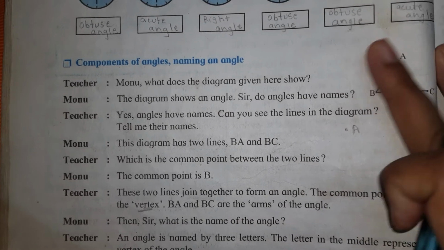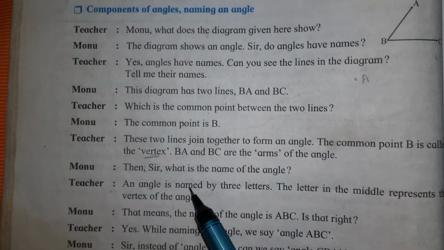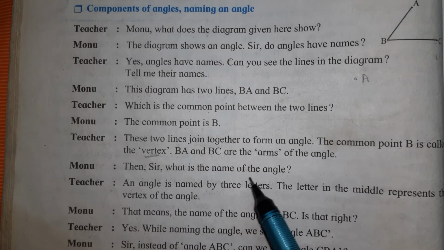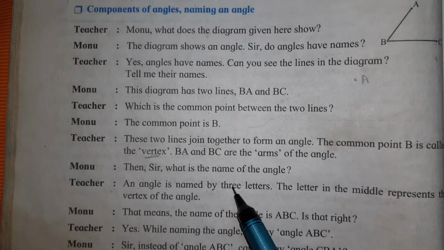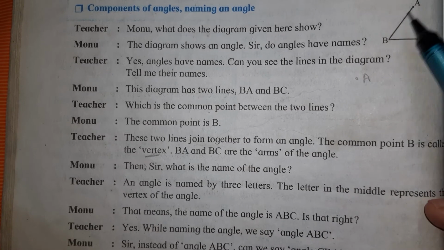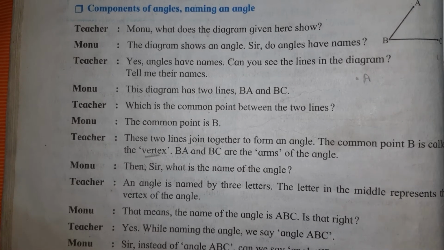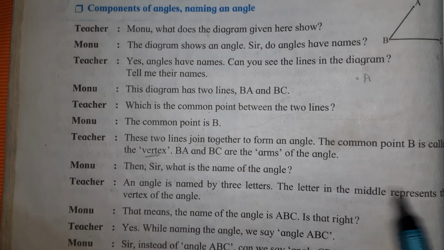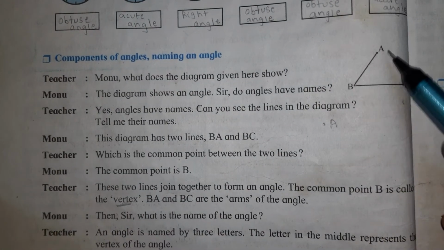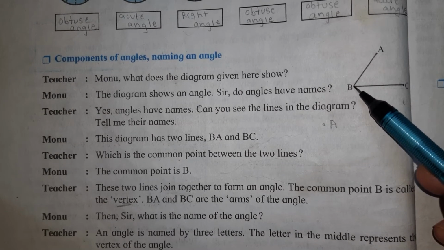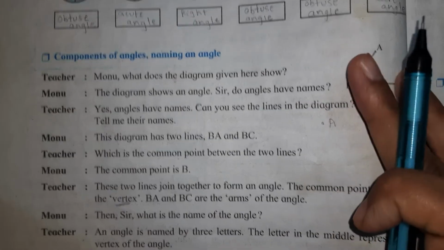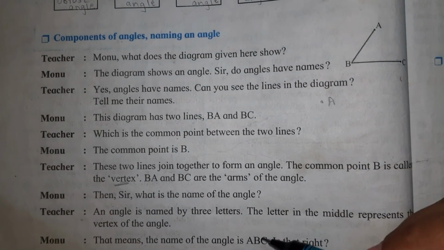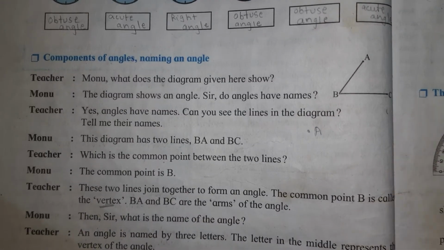Okay. Now how to give the name of the angle. Remember, this is very important. An angle is named by 3 letters. Remember always, the angle name has 3 capital letters of the alphabet, and the middle letter represents the vertex of the angle. In these 3 letters, the name should contain the vertex in the middle. So, one name of the angle is ABC.